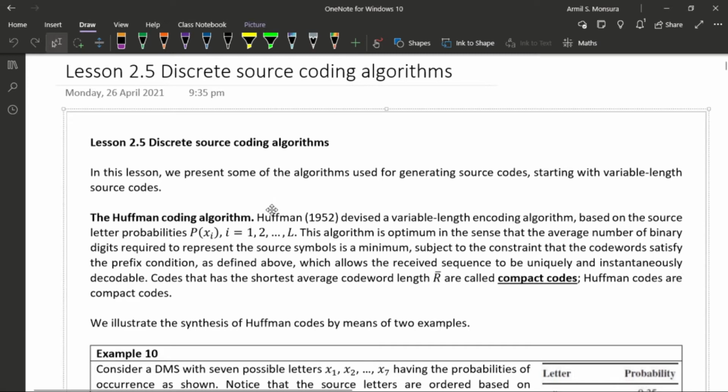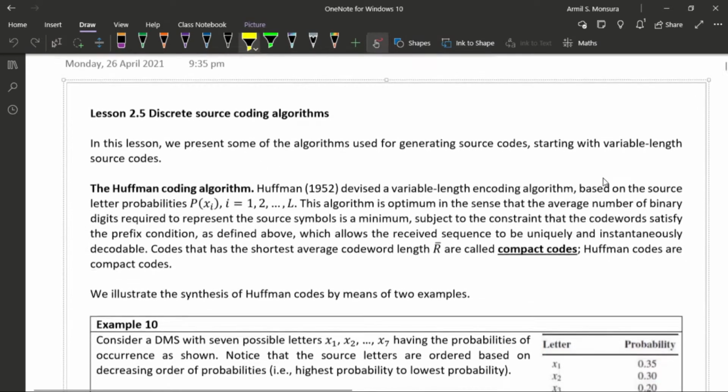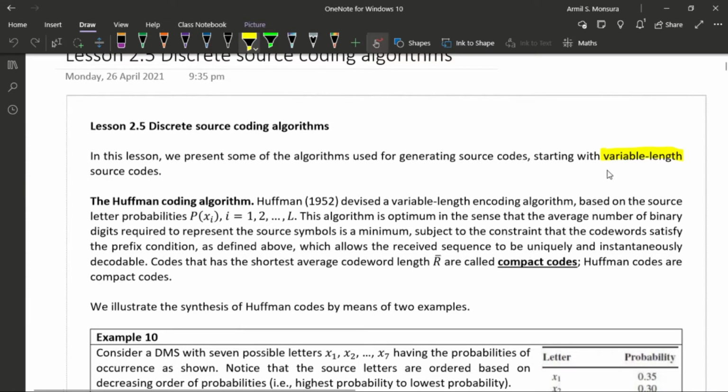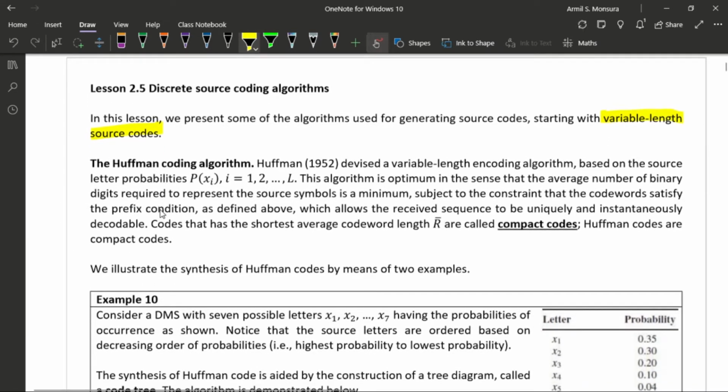So we start with algorithms that generate or synthesize variable length source codes. One of the most efficient algorithms, and easiest to write on, is the Huffman code algorithm, or Huffman coding algorithm. In 1952, Huffman devised a variable length encoding algorithm based on the source letter probabilities. This algorithm is optimum in the sense that the average number of binary digits required to represent the source symbol is a minimum.